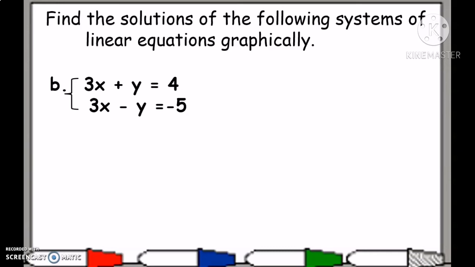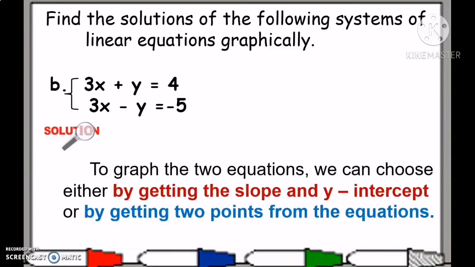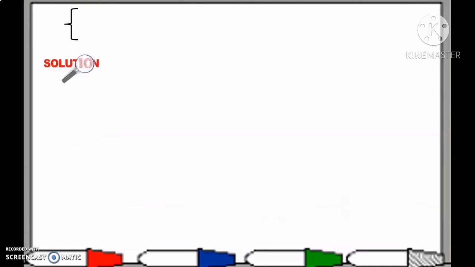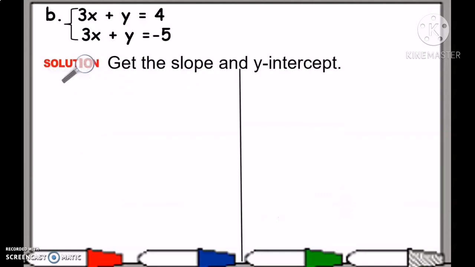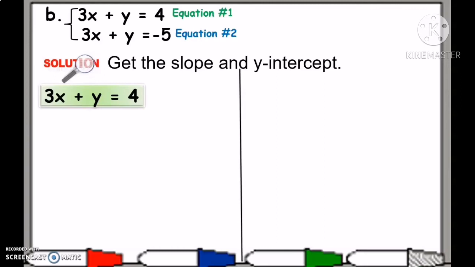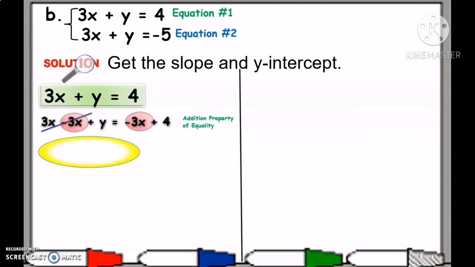Another equations. So, ganun pa rin po ang solution natin by getting the slope and y-intercept. So, hatiin po ulit natin. Let's have equation 1 and equation 2. Simulan muna natin kay equation 1. So, 3x plus y equals 4. Apply ulit natin ang addition property of equality. So, opposite sign po ni positive 3x is negative 3x. So, i-add natin negative 3x both left and right. And then, eliminate. So, we have y is equal to negative 3x plus 4.